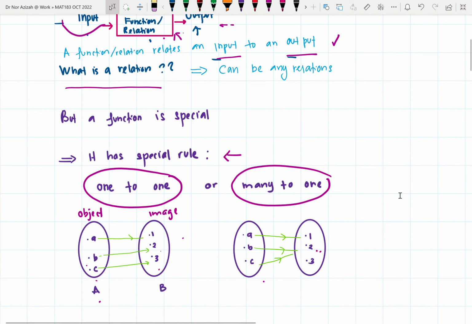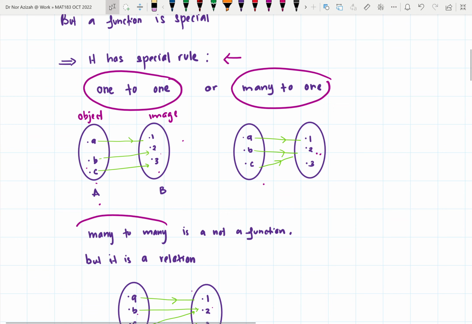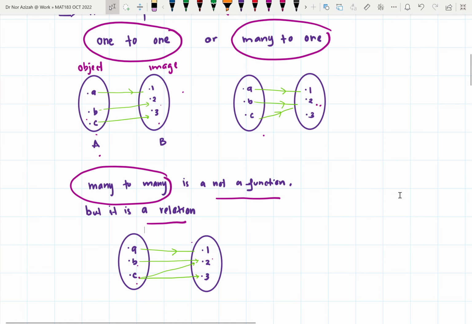We have another relation here, that is many-to-many. Many-to-many is not a function, but it is a relation. For this example, B and C have the same image, that is many-to-one, and this one is one-to-many. So this is called a many-to-many relation. That is, it is not a function.